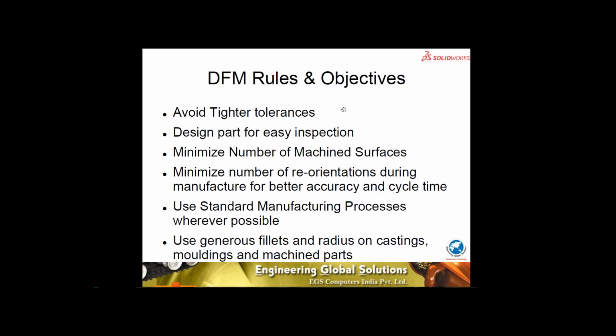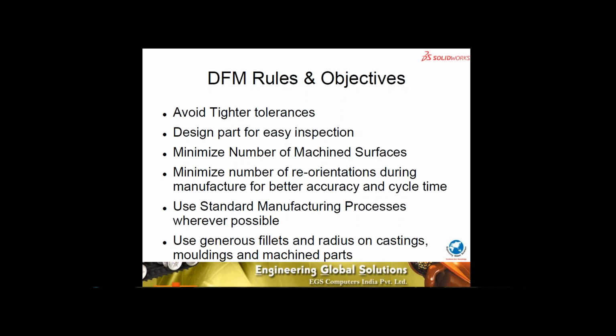Avoiding the tighter tolerances, as I said earlier, forms one of the primary objectives while we are enumerating the DFM rules and objectives. Designing the part for easy inspection is absolutely important. Minimization of the number of machined surfaces that go onto the part, reducing the costs and the controls. Minimizing the number of reorientations required during manufacture for better accuracy and cycle time. Using standard manufacturing processes wherever possible to keep the costs low.